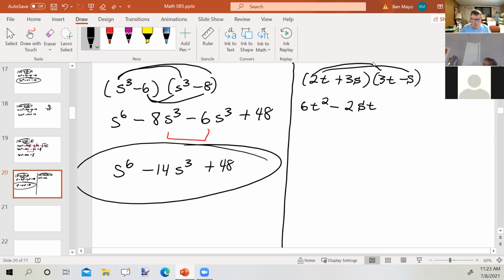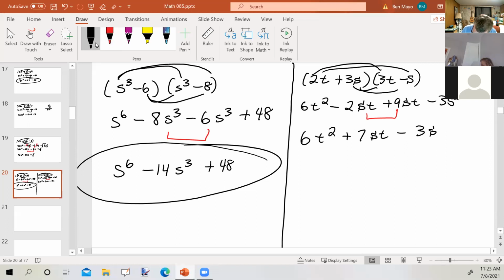Notice that within the term minus 2st or negative 2st, I put the variables in alphabetical order. If I always do that, it'll make it easier to identify when terms are alike. So then this becomes plus 9st, and finally minus 3s squared. So my two middle terms are like terms. So I've got 6t squared minus 2st plus 9st is plus 7st minus 3s squared.